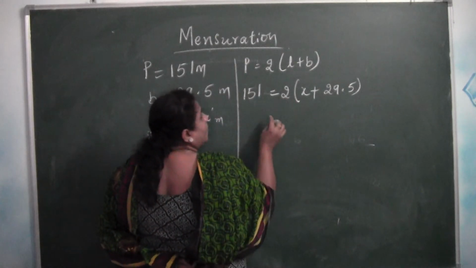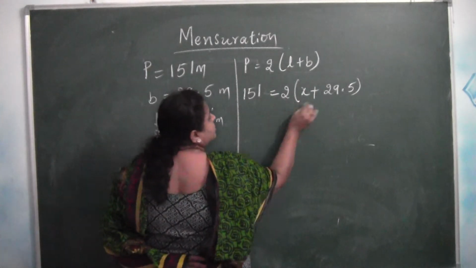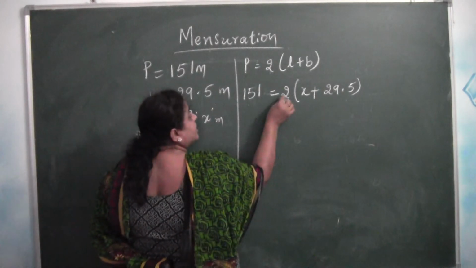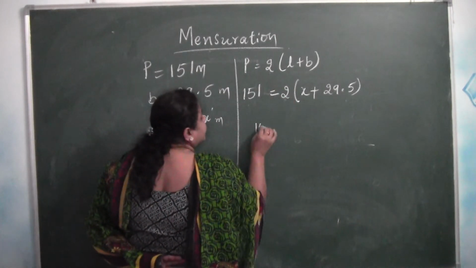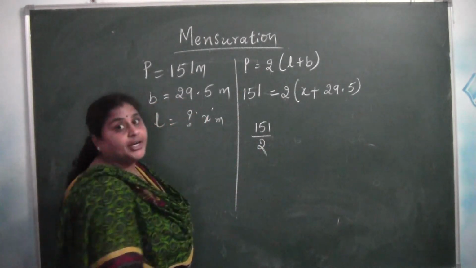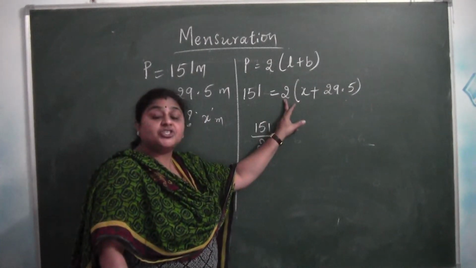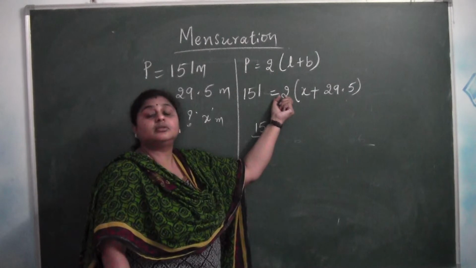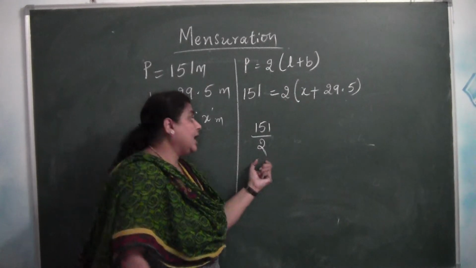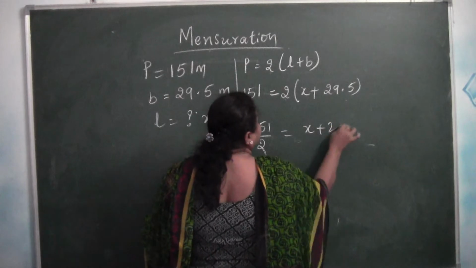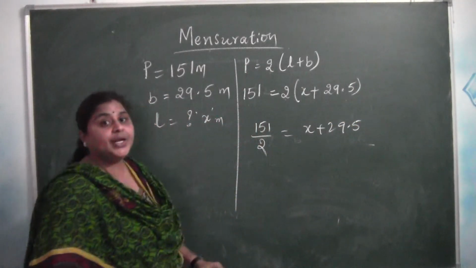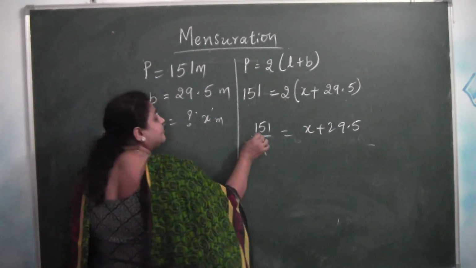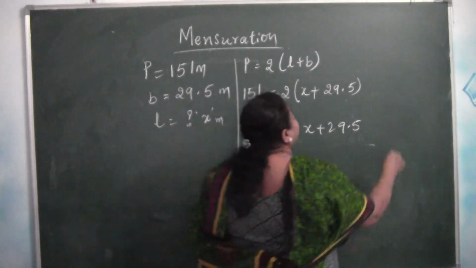So 2, what happens to, this is RHS and this is LHS. So from LHS, if I am getting 2 here, it changes to denominator. Here it is numerator. When you are shifting 2 from right hand side to left hand side, then 2 changes to denominator. And leftover things, x plus 29.5. So what I am doing, I am getting all the constant values to one side. Okay. So 151 by 2. Now divide 151 by 2.